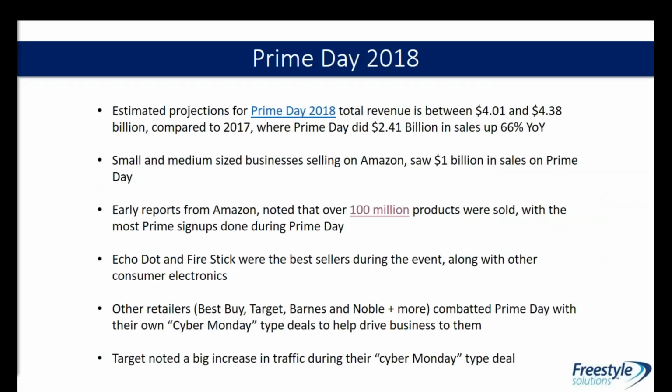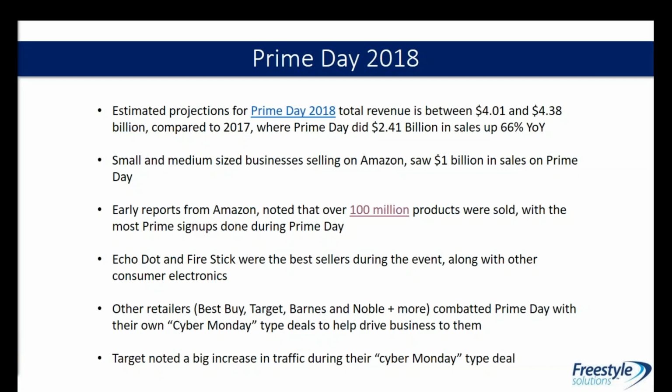So let's talk about Prime Day 2018. It was a very successful one, I would say, at the least for Amazon. Their estimated projections for total revenue are anywhere between 4.01 and 4.38 billion. Compare that to 2017, where they did 2.41 billion. That is a year-over-year jump of 66%. If you are a small and medium-sized business selling on Amazon, congratulations, you were part of their $1 billion in sales on Prime Day.